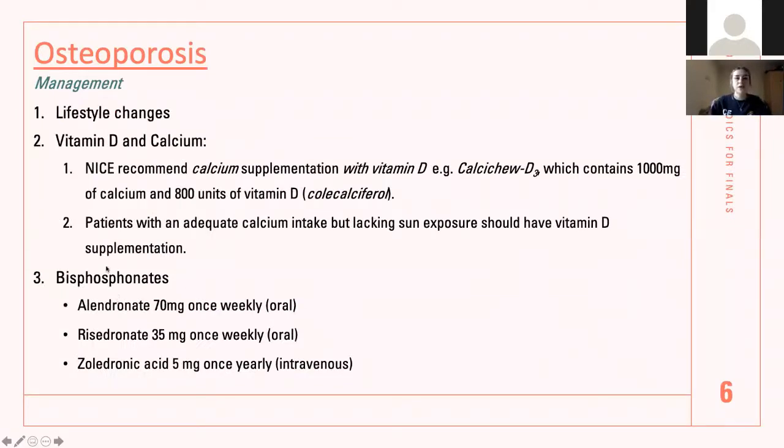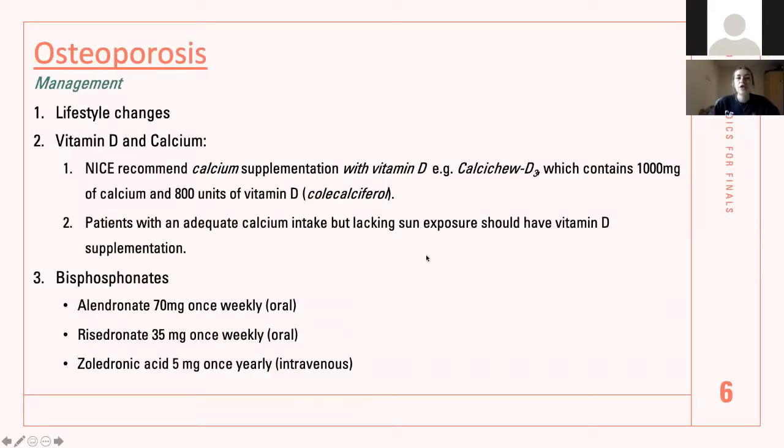So the management, firstly, you'd give lifestyle advice of lifestyle changing, so obviously reduce some weight, stop smoking, all of your lifestyle spiel. You'd also prescribe vitamin D and calcium. The NICE recommend that the calcium is supplemented with vitamin D. So an example of this is Calcichew.